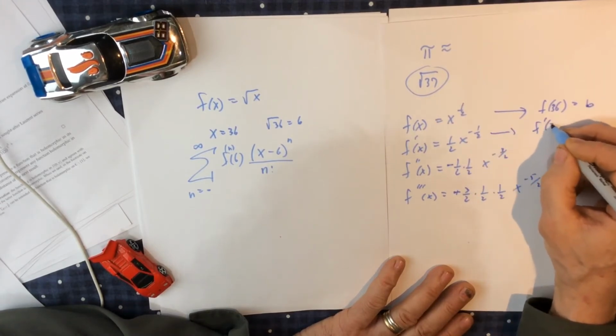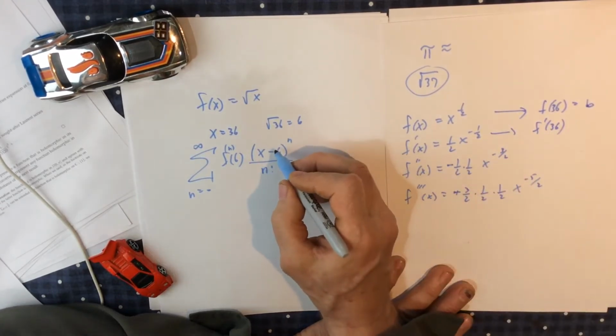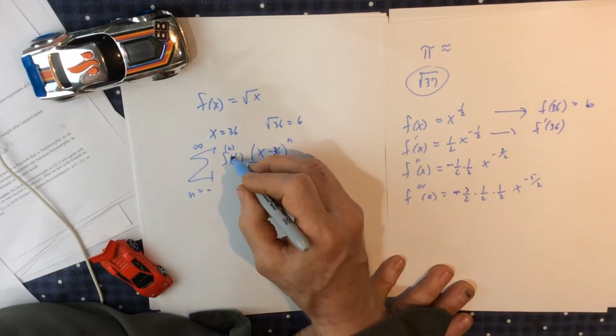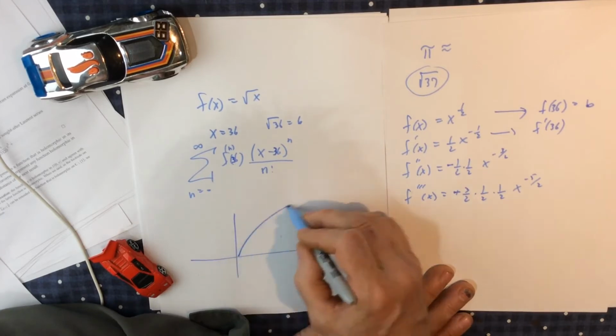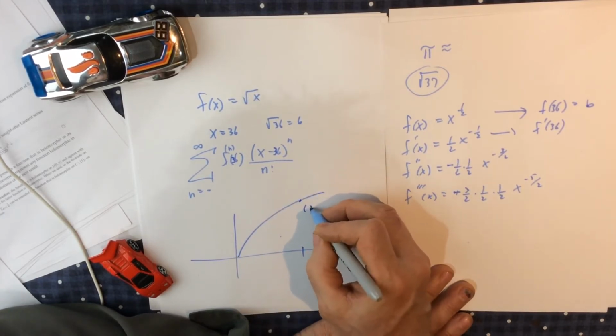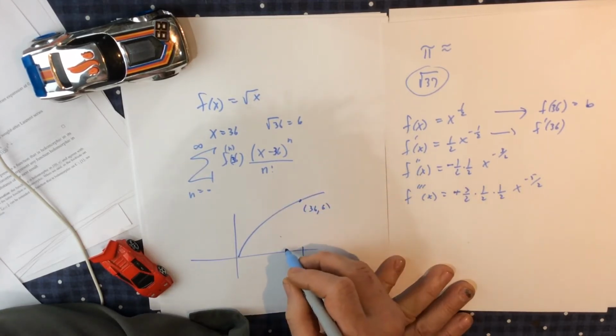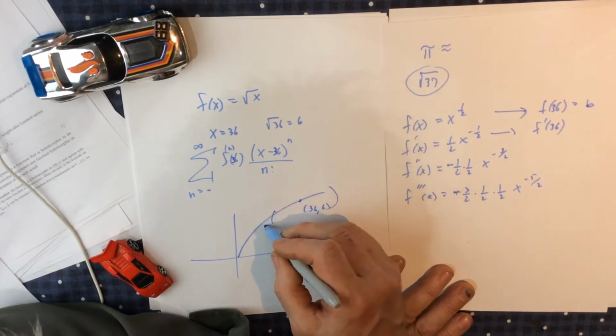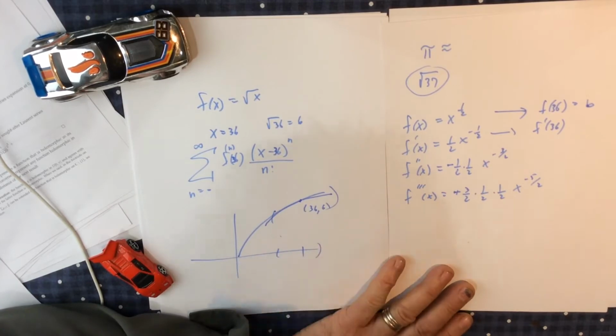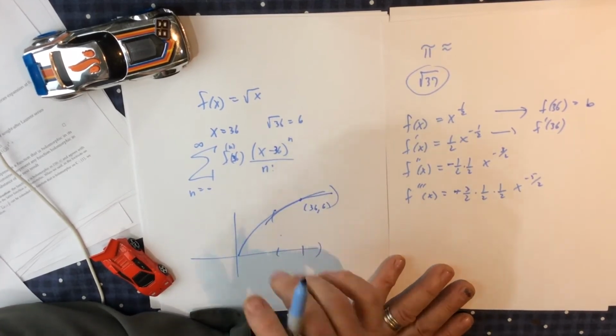Then f prime of 36. Oh yeah, I should have written 36 there and 36 there. It's the x value I'm centering at. Sorry about that. Here's the point, 36, 6, and I'm going to evaluate how good my Taylor polynomial is going to be on some specific interval around 36.